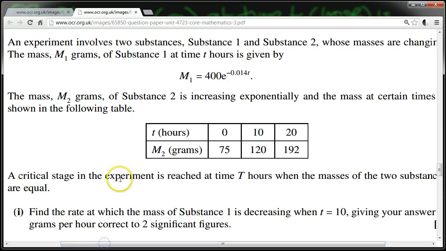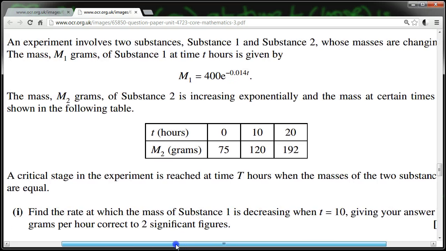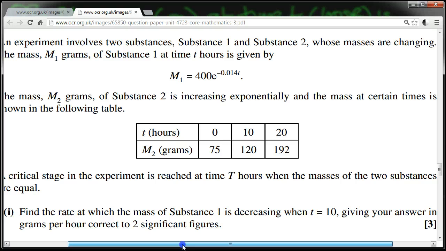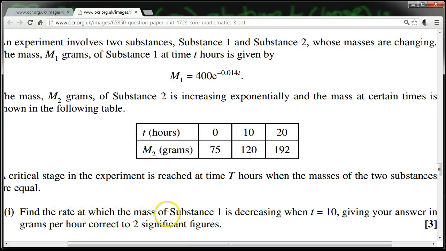A critical stage in the experiment is reached at time t hours, when the masses of the two substances are equal. Find the rate at which the mass of substance 1 is decreasing when t is 10, giving your answer in grams per hour corrected to 3 significant figures.